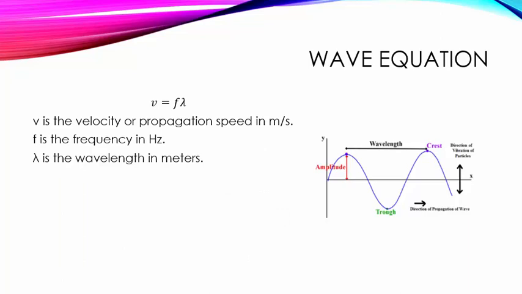So there's a wave equation. The velocity of the wave is equal to its frequency times its wavelength. Nice straightforward equation. The frequency is in hertz and the wavelength is in meters. Wavelengths are going to come in all sorts of lengths. You've got little tiny wavelengths for light, you've got great big wavelengths for radio waves and things like that. So pay close attention to the units on your wavelengths.